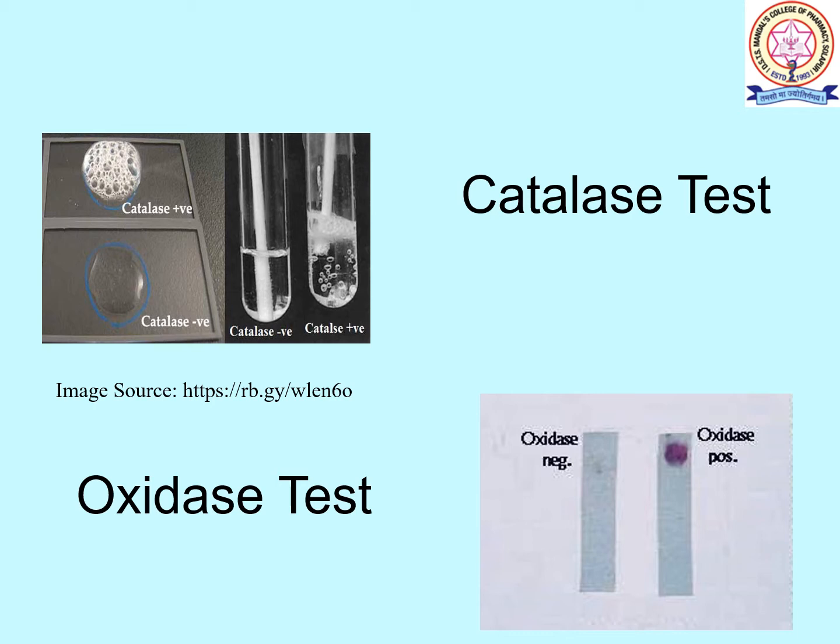In this test, the culture is mixed vigorously, and it will be observed for the color change. If the microorganisms are oxidase positive, then the color changes to blue within 15 to 30 seconds. So this blue color will be observed. If there is no blue color on the paper, then it shows that this particular test is negative.